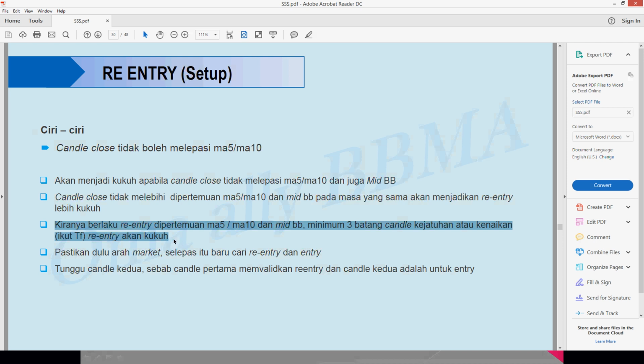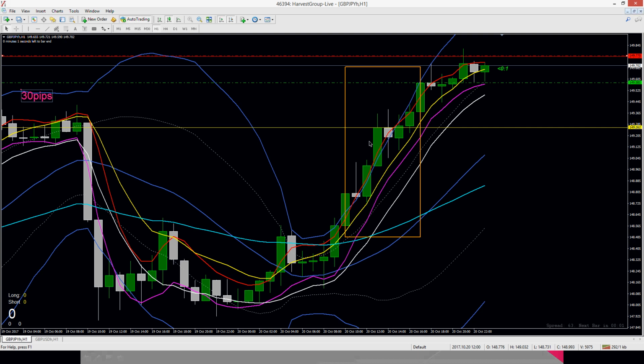When there's a re-entry on MA5, MA10, and mid BB, there's a minimum of 3 candles that it will go up or go down. If it's a sell, it's going to go down 3 candles. If it's a buy, it's going to go up 3 candles. This is the best entry that I highly suggest to you guys.